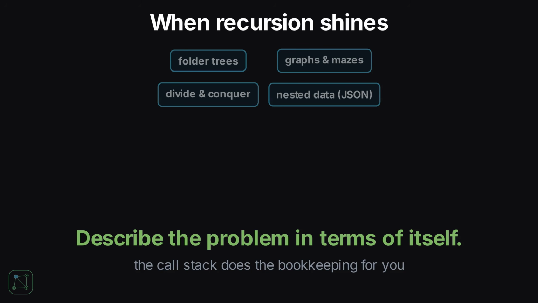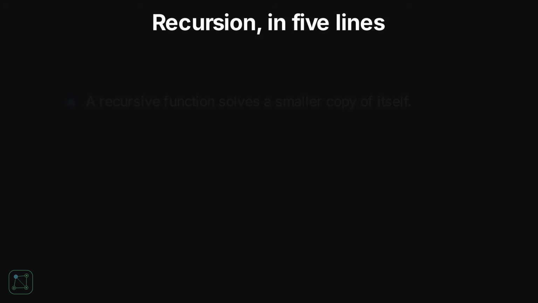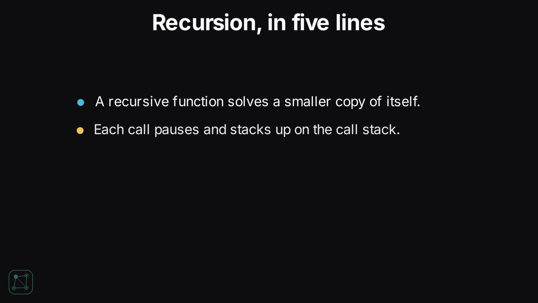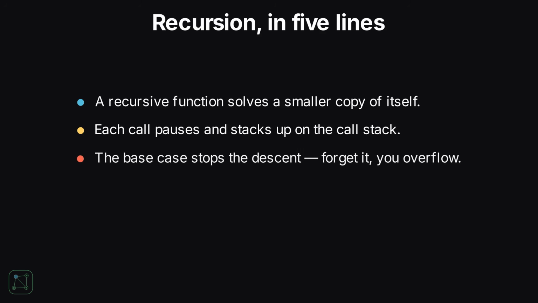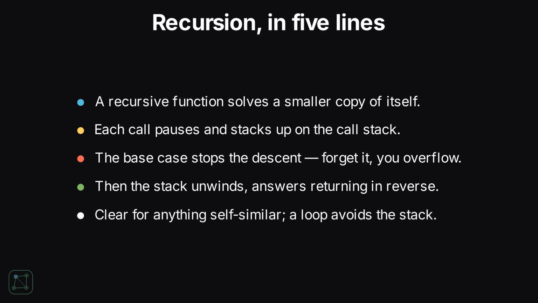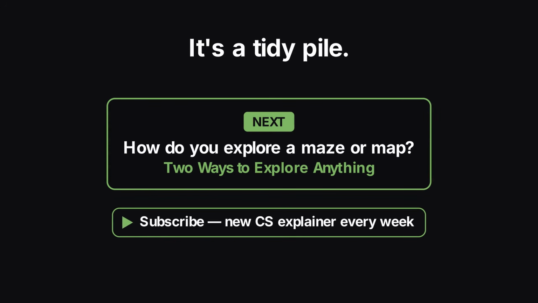Recap. A recursive function solves a smaller copy of itself, then combines. Each call pauses and stacks up on the call stack. The base case stops the descent, forget it, and you overflow. Then the stack unwinds, answers returning in reverse until the original call gets its result. Now you can see the stack behind the magic. Recursion isn't chaos, it's a tidy pile.